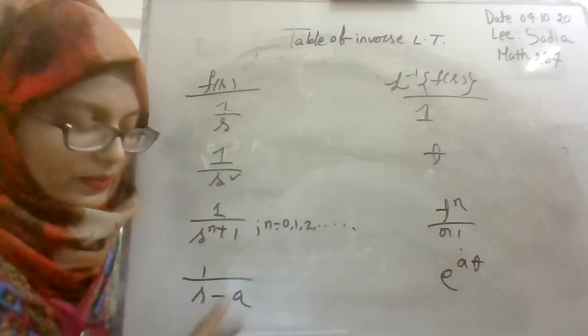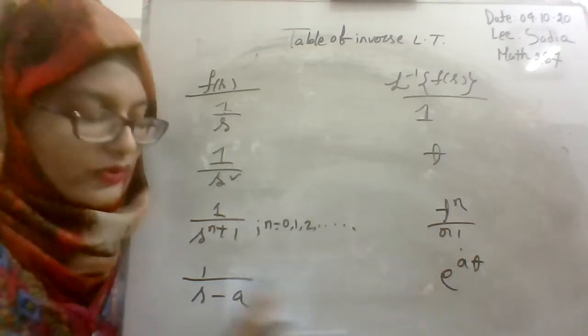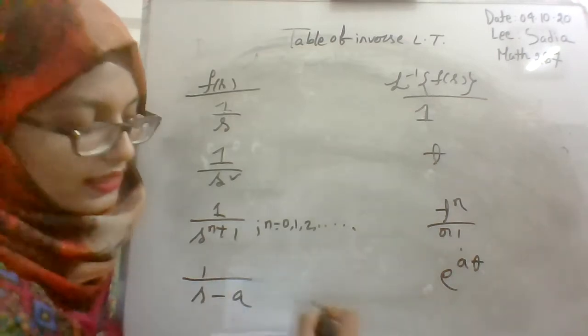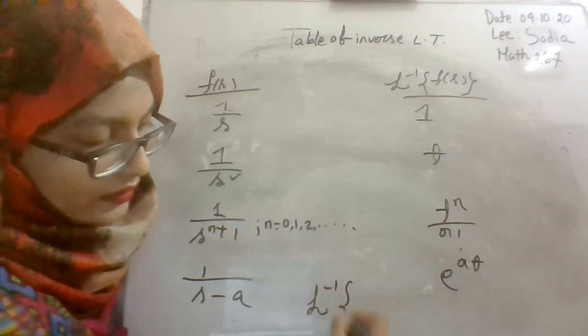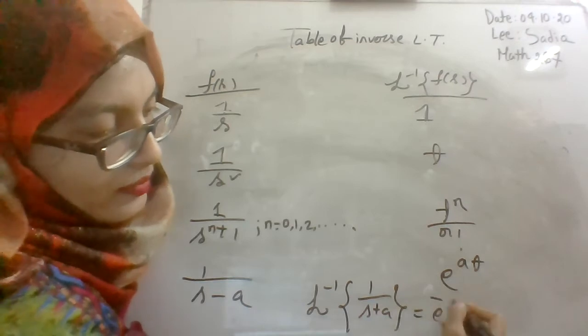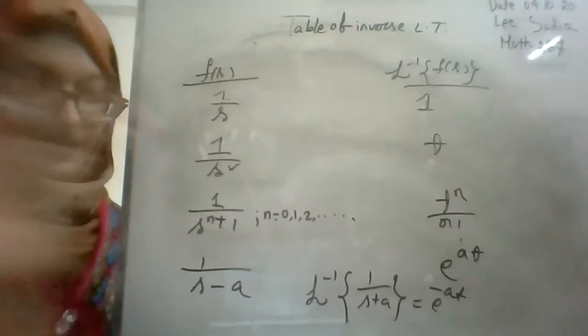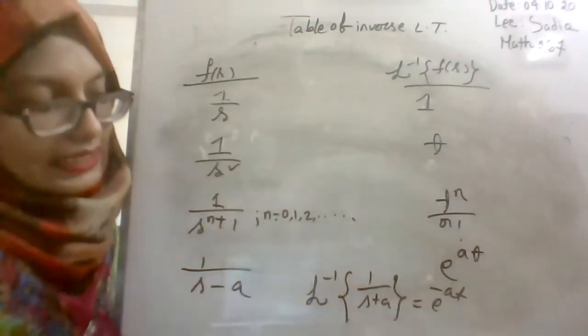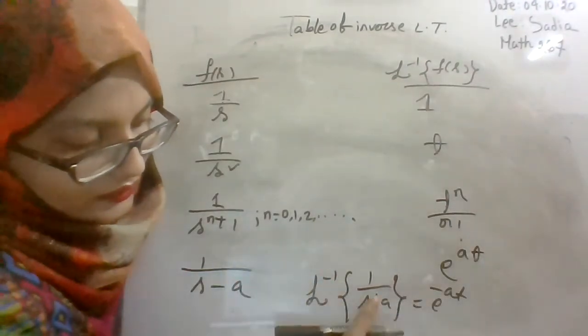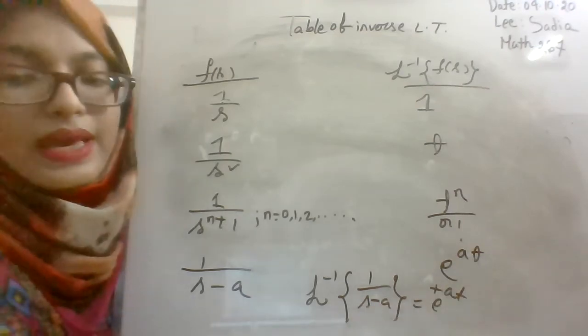Okay. 1 by s minus a is equal to e to the power at, and for e to the power minus at, it will be 1 by s plus a. That means the inverse Laplace transformation of 1 by s plus a will be e to the power minus at. And if it is the inverse Laplace transformation of 1 by s minus a, then it will be e to the power plus at.